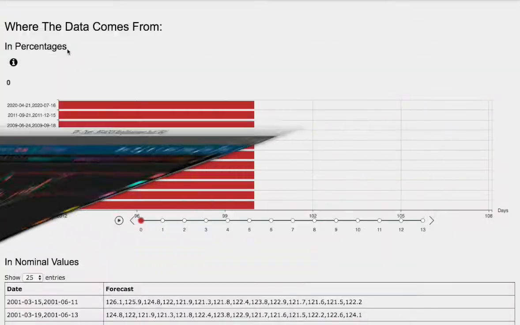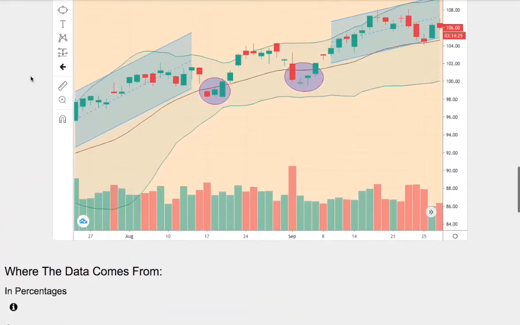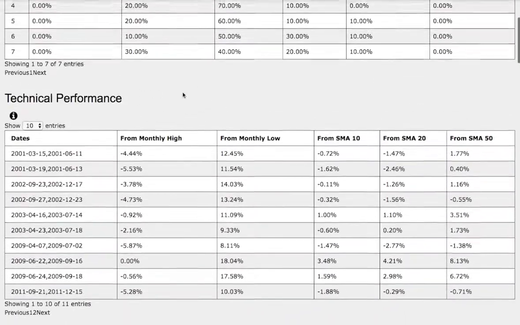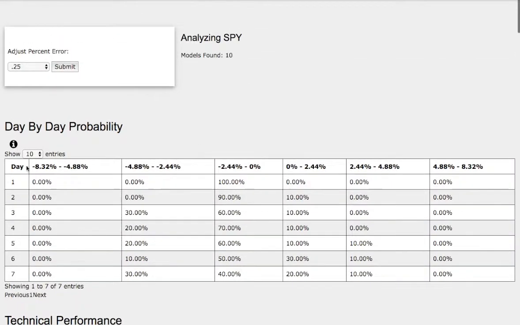So now let's examine the day-by-day probability model. These models are available in the link below, so do check it out. As we progress to the 5th day, or week of trading, we have a 10% chance for the S&P 500 to climb between 0 to 2%, and to the downside, we have a 60% chance for it to fall between 0 to negative 2.4%. And on the extreme case to the downside, we have a 20% chance to fall between negative 2.4% to negative 4.9%.